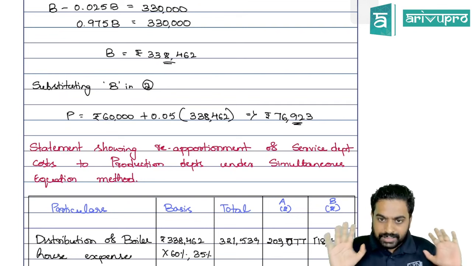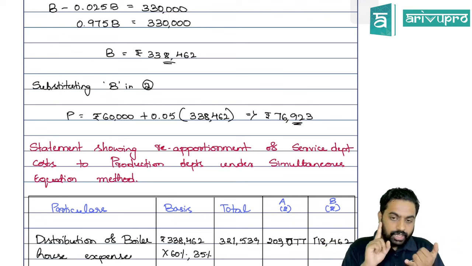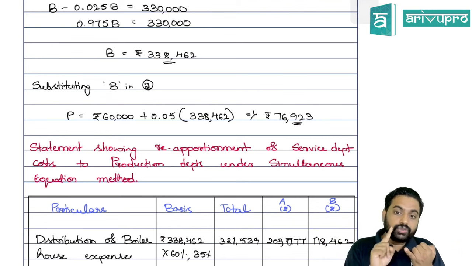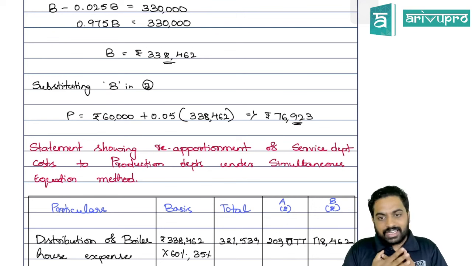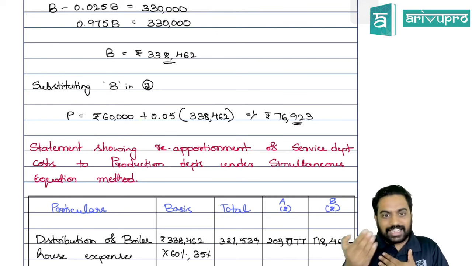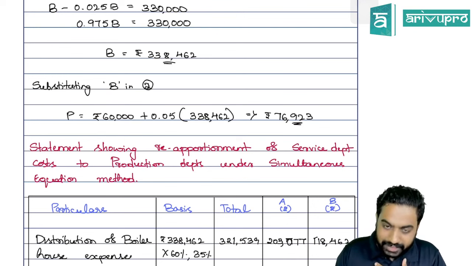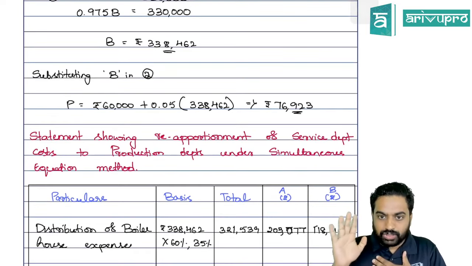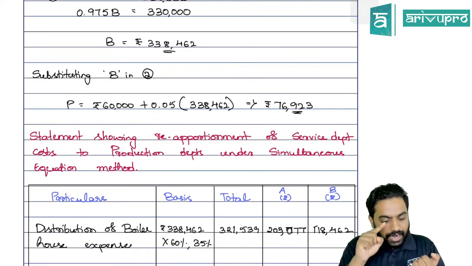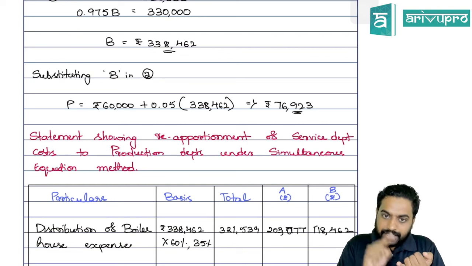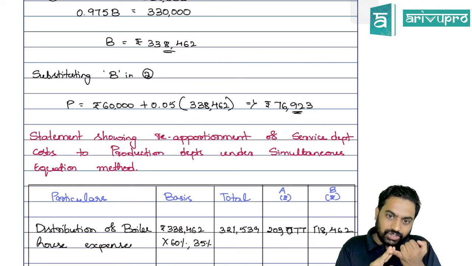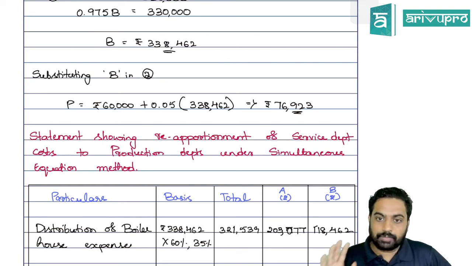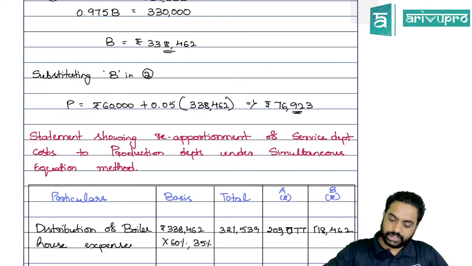Always remember, in the reciprocal method, use percentages, not ratios. Why is it so? In full depth I have already explained. As it's revision, I am not going to explain it. So this much you remember: in the step method and the direct method, you can use the ratios, but not in the reciprocal method. Here use the percentages.